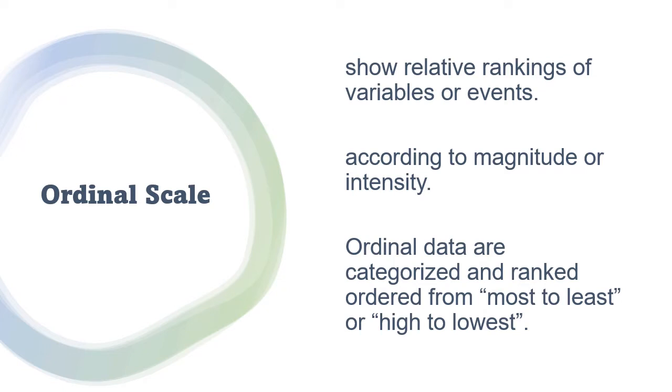Take note that I know that he is the valedictorian. I know that he is the salutatorian. I know that he is the third honors, but I do not know by how many percent or by how many points the valedictorian is higher than the salutatorian. In other words, I know their ranking, but I do not know the distance between ranks. I do not know the differences between ranks. So the data are grouped according to magnitude or intensity. Ordinal data are categorized and ranked or ordered from the highest to lowest, or most to least.